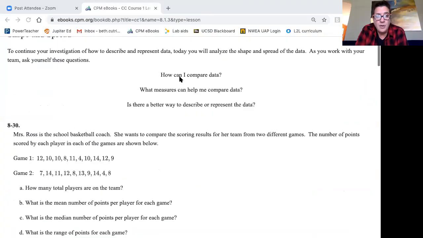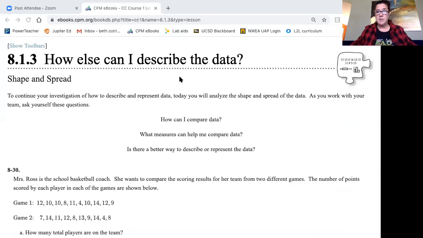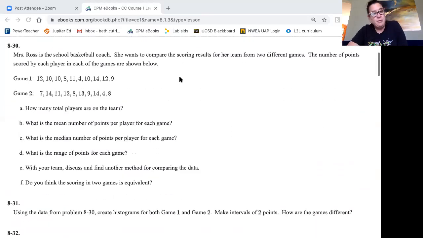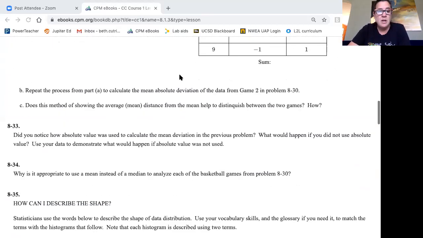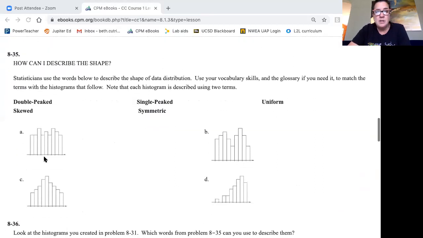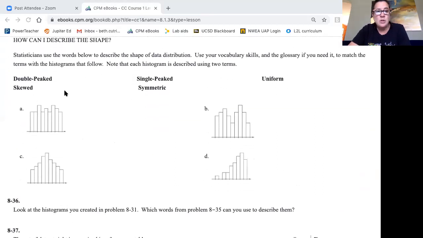Here we have 8-13. How can I describe the data? So this is talking about histograms mainly, and looking at statistics and data and trying to learn some vocabulary really. So the shape, if you look at number 8-35, it tells you these five different terms for describing a histogram.